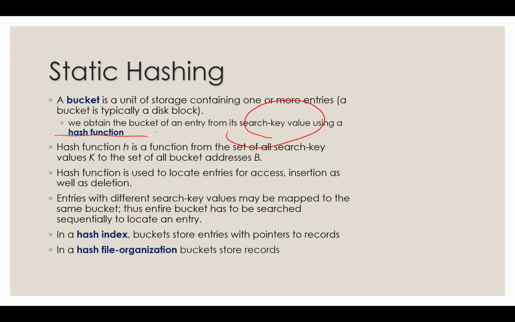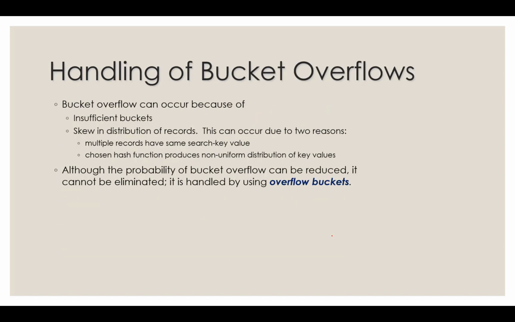So there's a hash function. Usually it's going to be a mod function. Hash function h is a function from the set of all search key values k to the set of all bucket addresses b. In a hash index, buckets store entries with pointers to records.